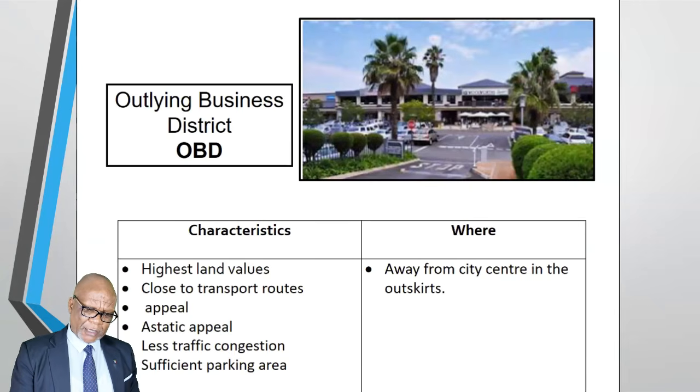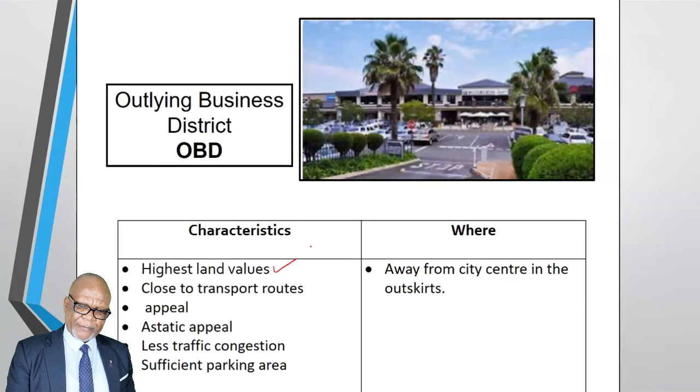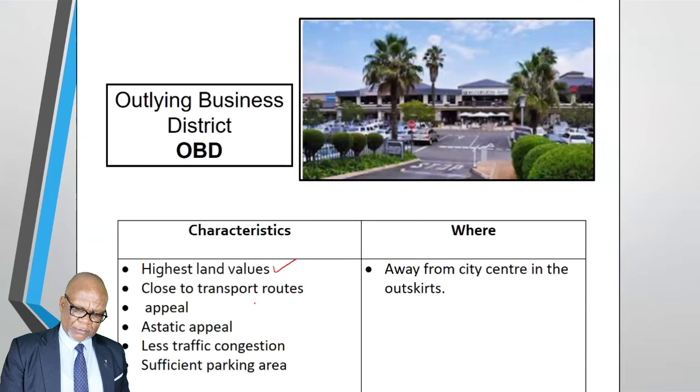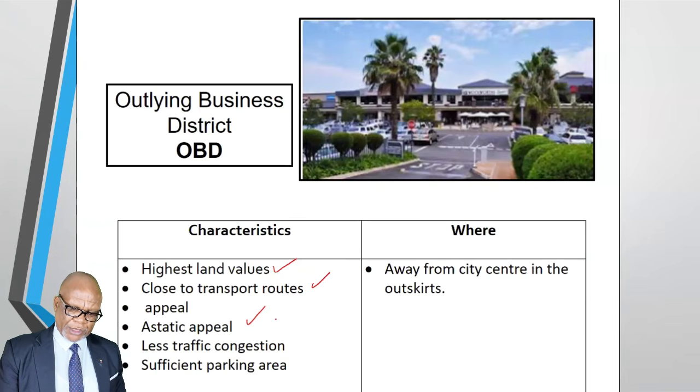And now, what are the characteristics? They are characterized by high land value because the land there is clean. There's a lot of vegetation that is absorbing carbon dioxide there. And then it is closer to transport routes for accessibility. It's got aesthetic appeal, which means it's beautiful. There is less traffic congestion because of decentralization, and it has sufficient parking space.